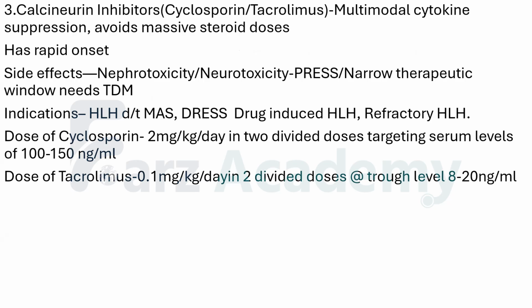neurotoxicity. In neurotoxicity, you have this posterior reversible encephalopathy syndrome, which is very typical of calcineurin inhibitors, especially cyclosporin, and even with tacrolimus. They have narrow therapeutic windows, so you have to monitor serum level of cyclosporin or tacrolimus. Indications: HLH due to mass, rheumatological disorder related HLH, drug induced HLH, and refractory HLH. Again, dosages they have mentioned.